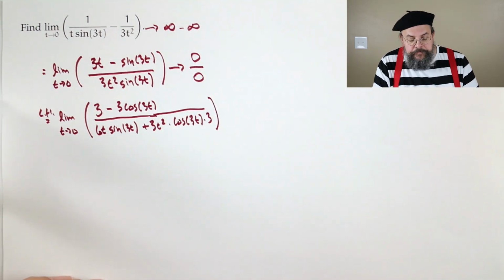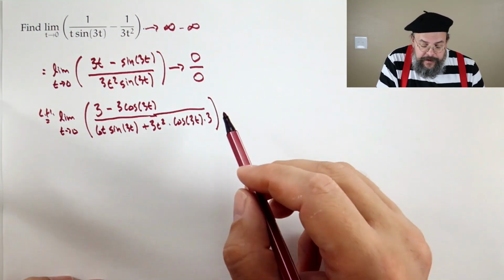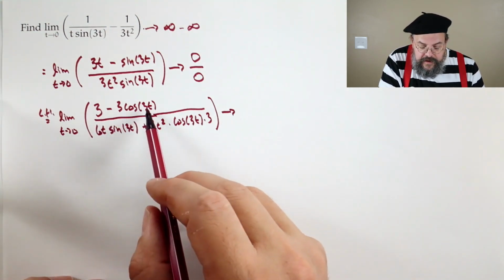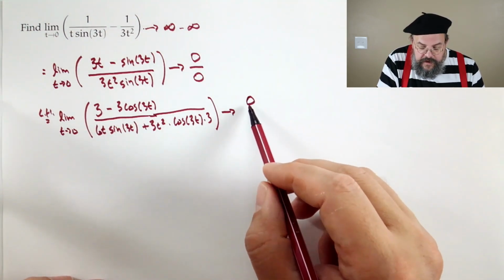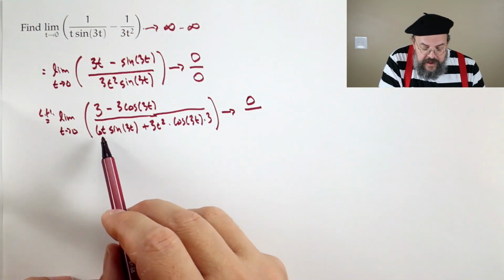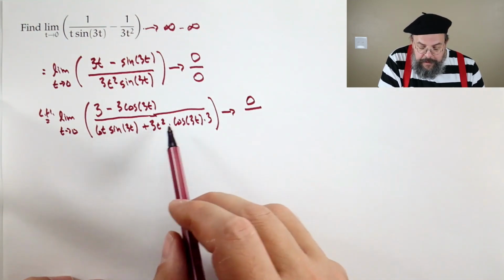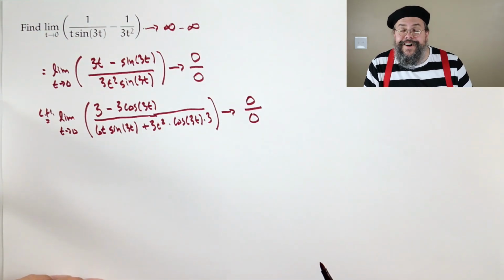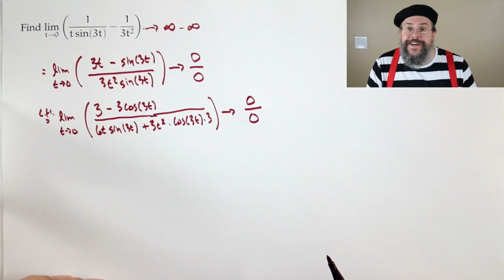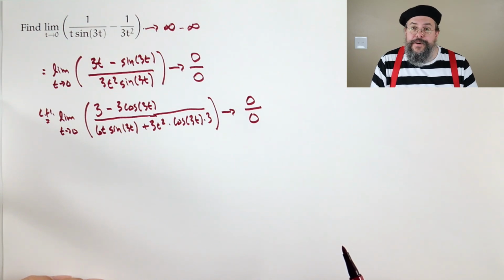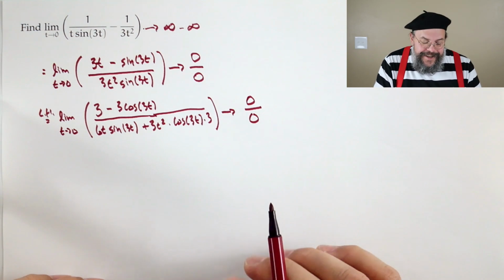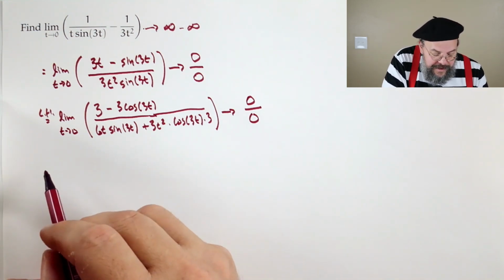All right, good. Well, what is this doing? Well, upstairs, what do we have? 3 minus 3, because cosine of 0 is 1, so it's 0. Downstairs, see, we have that t and that t squared. That's going to make both the terms 0, so it's still 0 over 0. All right, well, what do we do? Well, we do L'Hopital, of course. Aha, all right. Well, so let's do that.